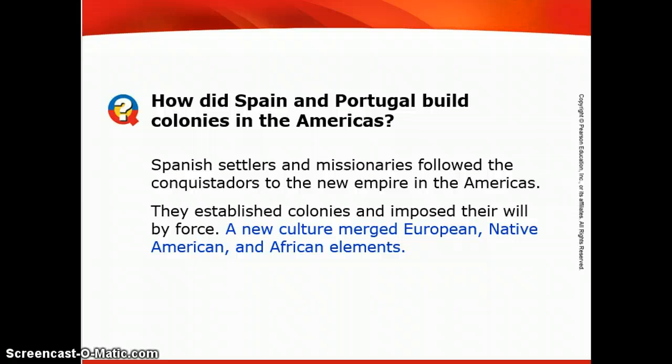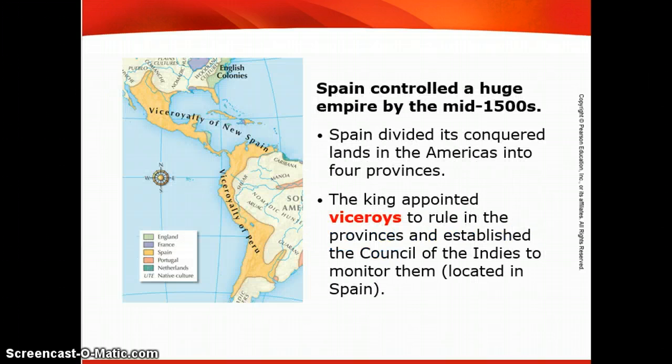How did Spain and Portugal build colonies in the Americas? Spanish settlers and missionaries followed the conquistadors to the new empire in the Americas. Remember, God, glory, gold. Very important now that we have government as well as establish the church. They establish colonies and impose their will by force, and a new culture will emerge, cultural diffusion.